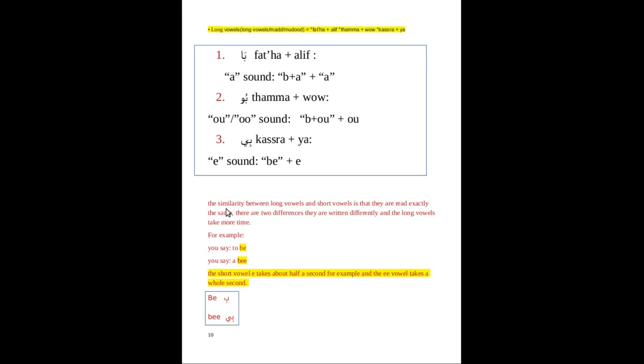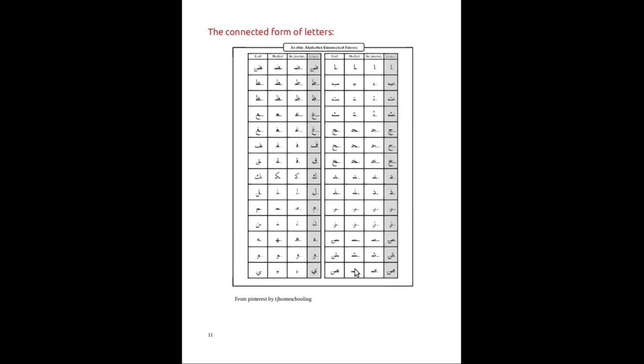Cool. Okay, now this is just an example from the English alphabet, from the English script. This is the verb to be, and this is a bee. A bee makes honey, and the verb to be is a verb. So to be and bee. So you also have this in English, but you don't write them like we do. So the short vowel takes about half a second, for example, and the long vowel takes a whole second, for example. Of course, that is not true. It's just an example to demonstrate the difference.